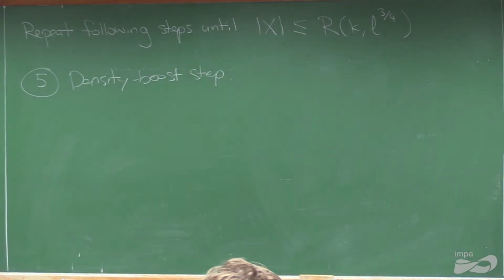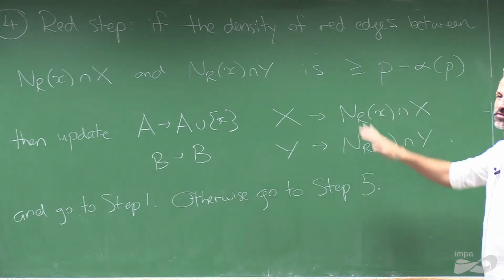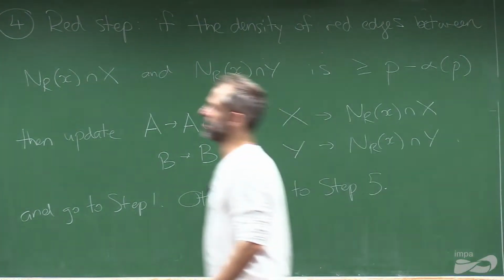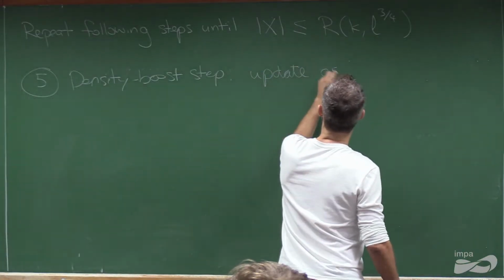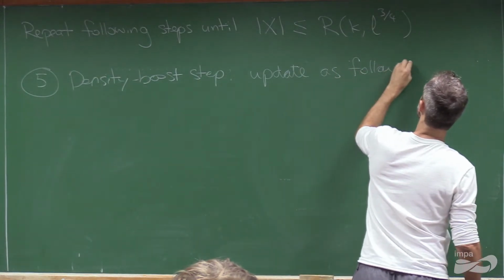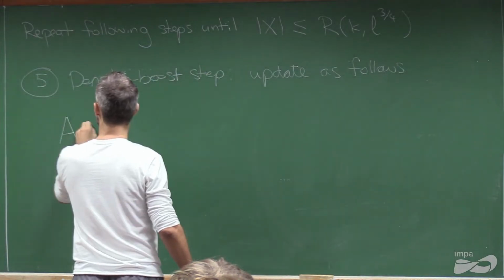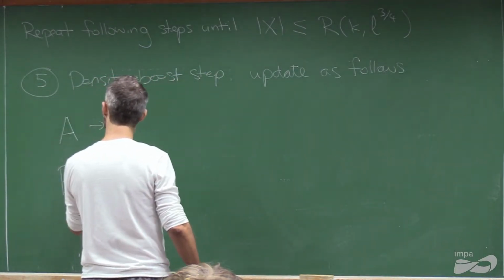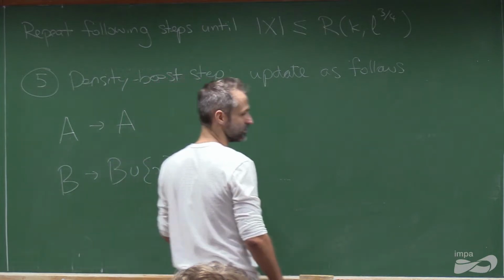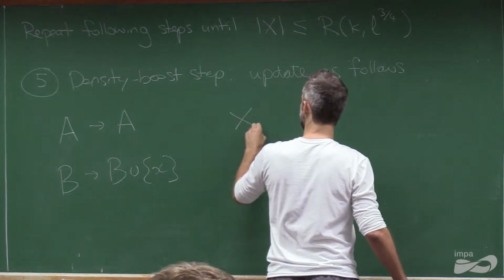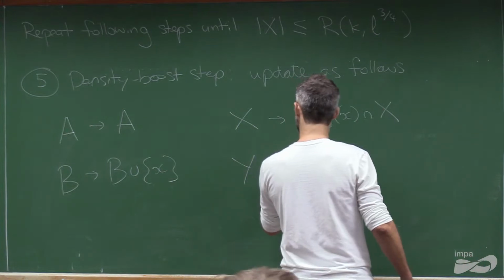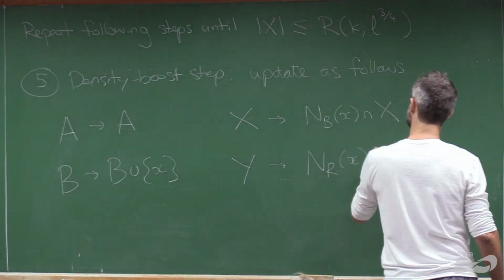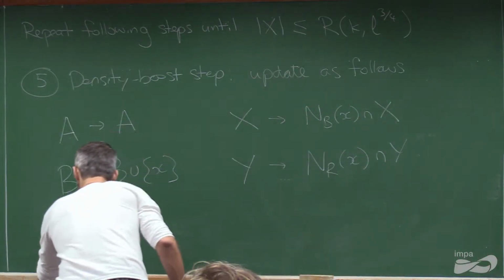So we arrived in step 5, so we already know that the density is at most this. And so there's no ifs. We just do this. Update the steps as follows. A stays as A. B gets the vertex X. X becomes the blue neighborhood of X in X, and y becomes the red neighborhood of x in y. And go to step 1.